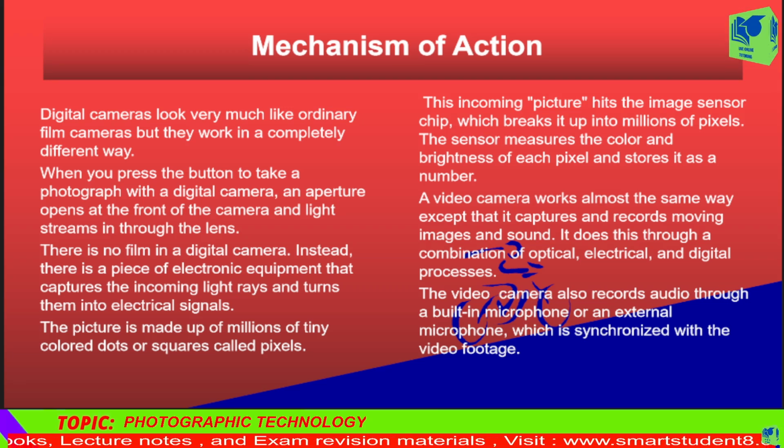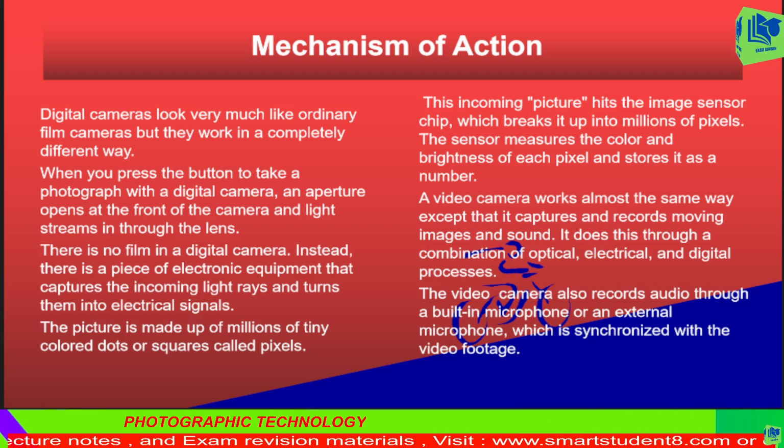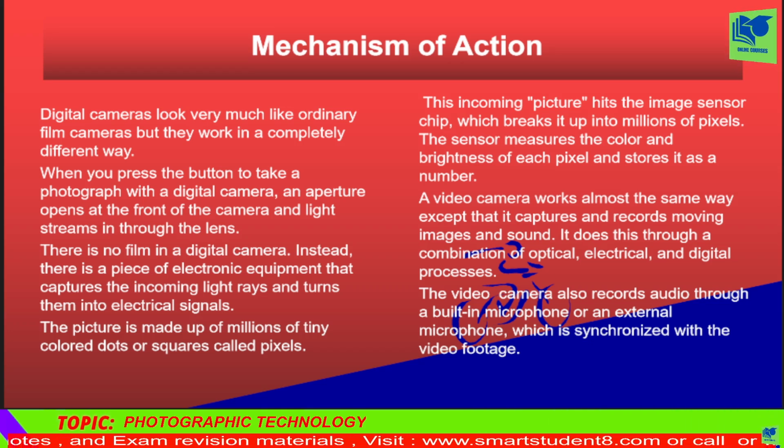A video camera works almost the same way, except that it captures and records moving images and sound. It does this through a combination of optical, electrical, and digital processes. The camera lens focuses light onto an image sensor, which converts the light into an electrical signal.